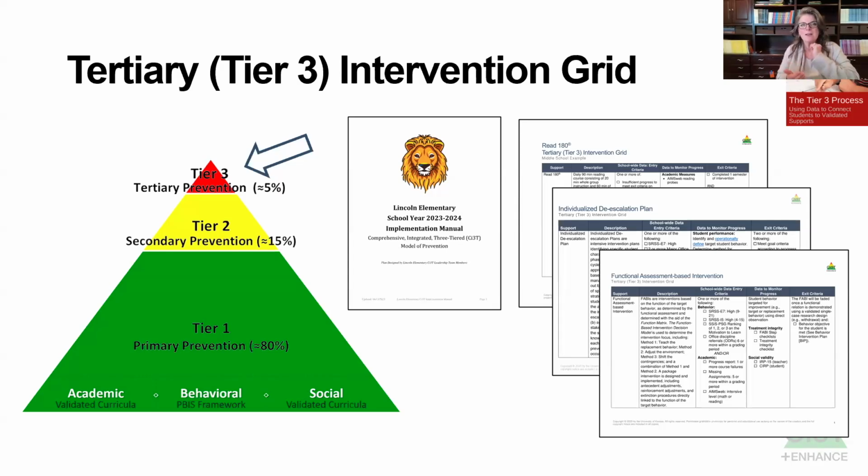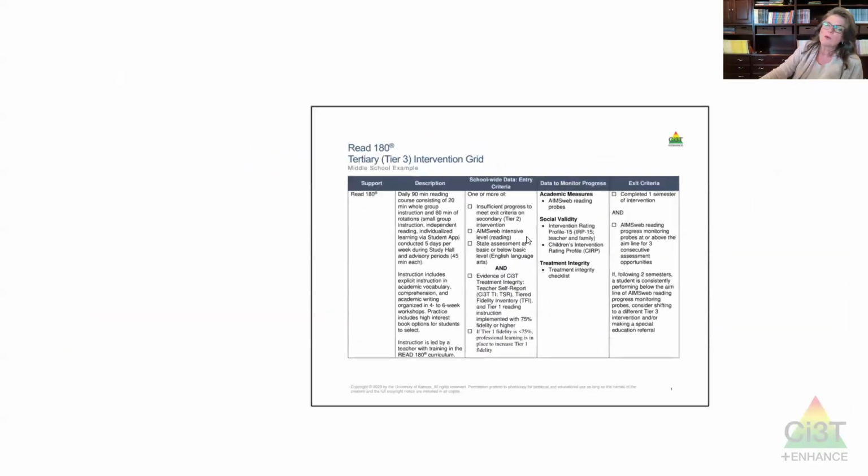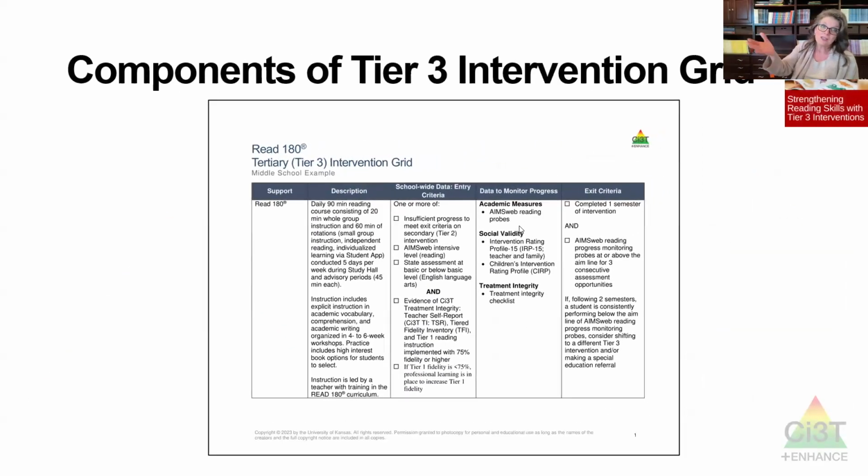So I know she brought in functional assessment-based interventions like you're going to hear about tonight. She brought in de-escalation plans, and it was a set of, you don't need a million interventions. You need really good ones with sufficient information to make sure that they work. Some of them might be reading interventions. If you're here tonight as a middle or high school person, this would be an excellent tier three reading intervention. And if you're interested in learning more about those, we've got a wonderful resource that Wendy Oakes designed.